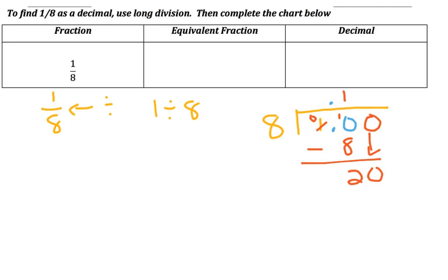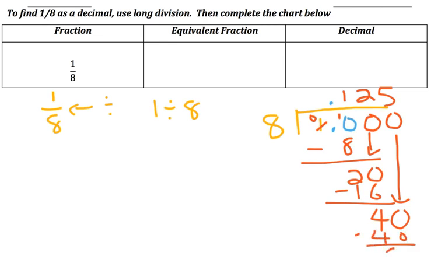8 goes into 20. Well, 8 times 2 is 16, so we can do 2. 8 times 2, subtract 20 minus 16 should give you 4. We still have a remainder, so I'm going to bring down the 0. And then 8 goes into 40. Well, 8 times 5 is 40, so we should get that. And our remainder is 0, so we've done it.